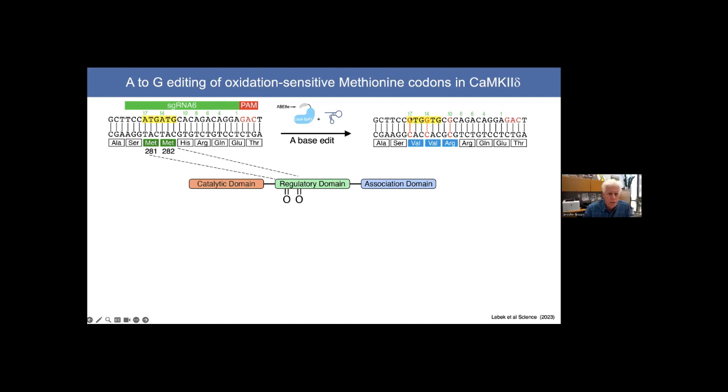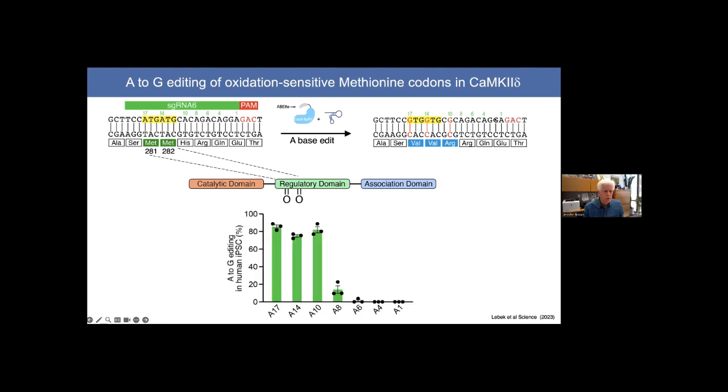sequences. The target sequences for editing in this case were adenine 17 and 14, but we noted that there were adjacent adenines which we had some concerns could lead to bystander editing. So here you can see the efficiency and the specificity of editing of those target sequences. This is in human cells. So A17 and 14, the two targets for converting the methionines into valines, were edited at least 80% efficiency. There was one bystander edit at A10, which would convert a histidine to an arginine, and we don't know the functional consequence of that particular bystander edit, although we have not seen any evidence that it has pathogenic consequences.